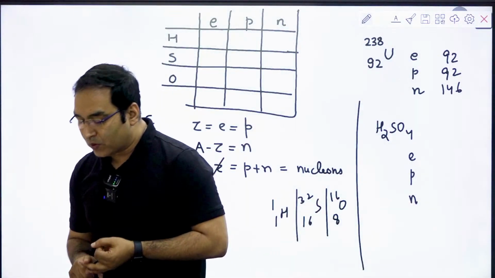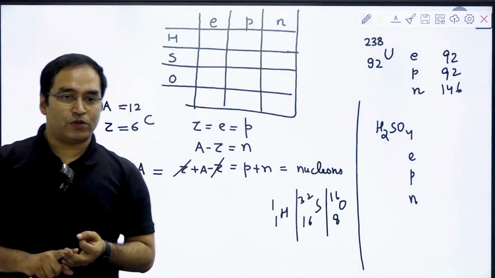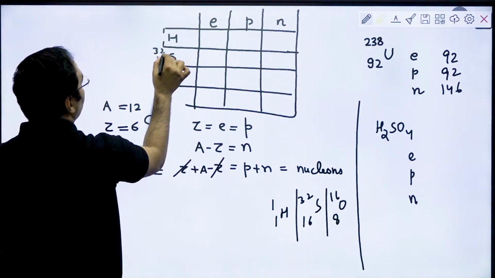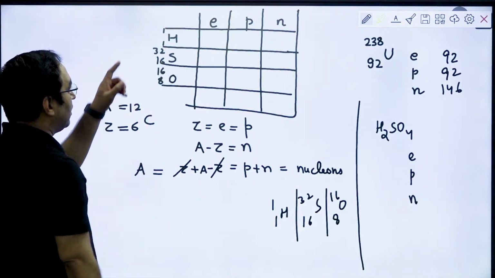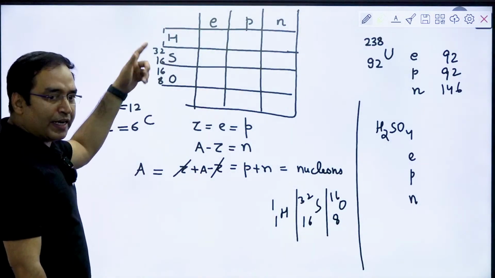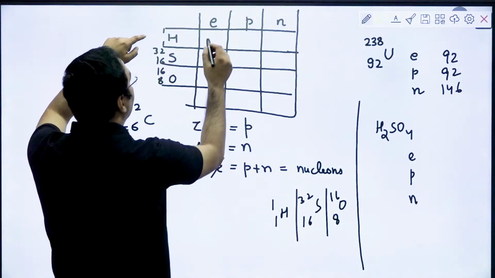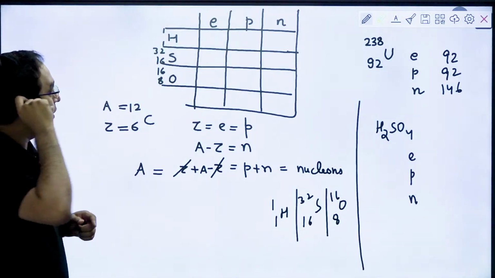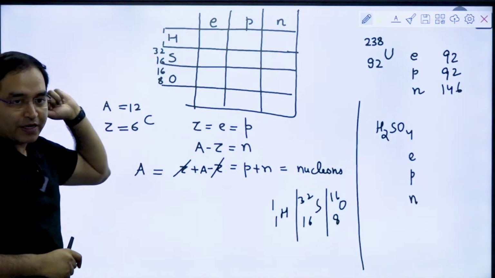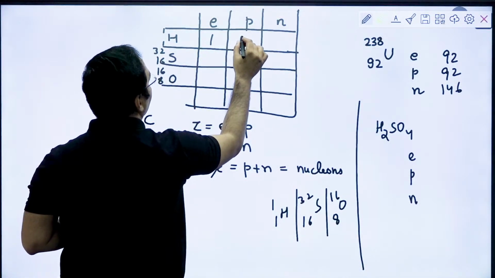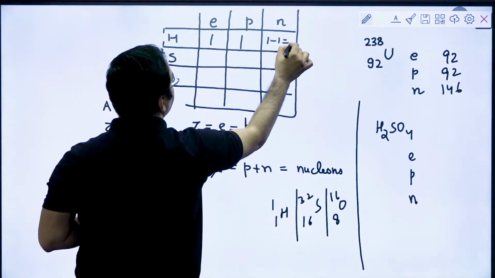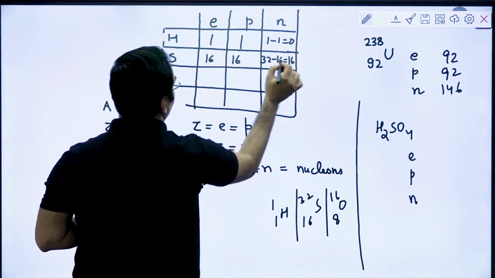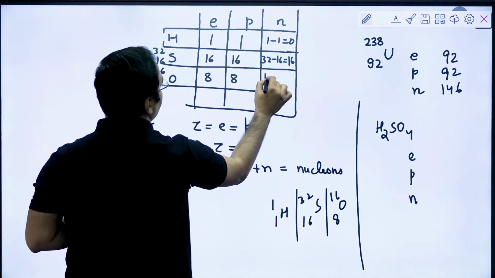H, S, O. These are elements of H2SO4. Now we write 1H1, 16 32, 8 16. These numbers are Z and A values. Then what is E for this case, and P and N? For hydrogen, 1 minus 1 is 0. Next case, 16, 16, 32 minus 16 is 16. Then 8, 8, 16 minus 8 is 8.